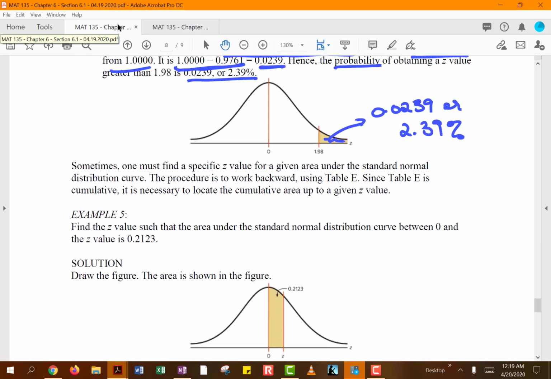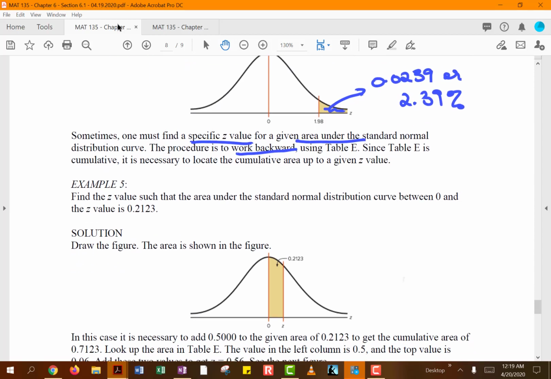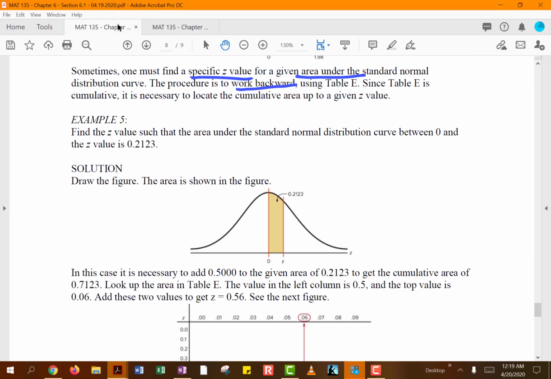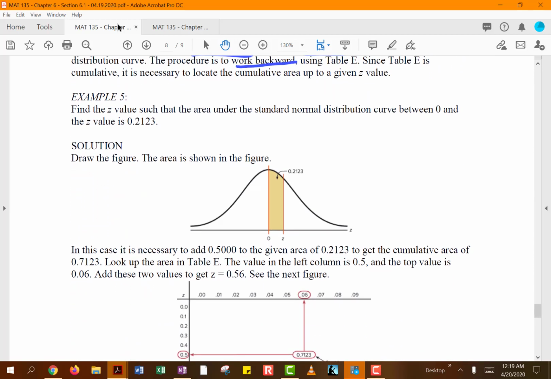Alright, so they're saying sometimes one must find a specific z-value for a given area under our standard normal distribution curve. So that means they're actually going to give you the area, and we have to work backwards to find our z-score, which means you would go back to the table and try to come up with an approximate value for your z-score. Okay, so let's take a look at this example over here.